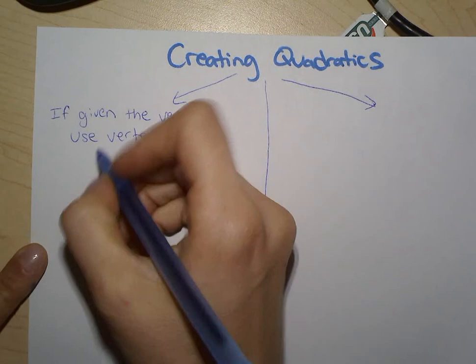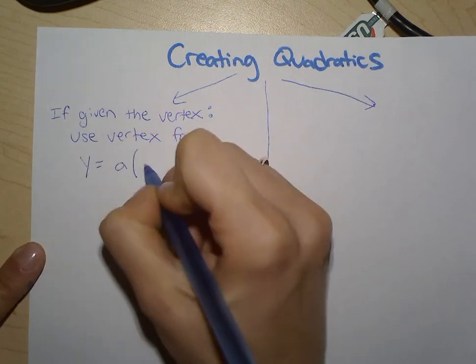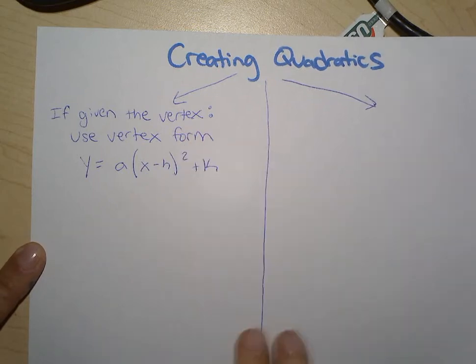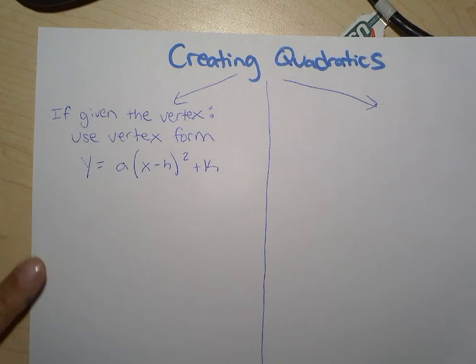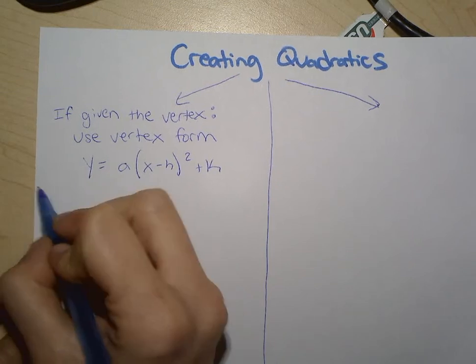So vertex form of a quadratic is y is equal to a times x minus h to the second power plus k. And we're going to do an example.